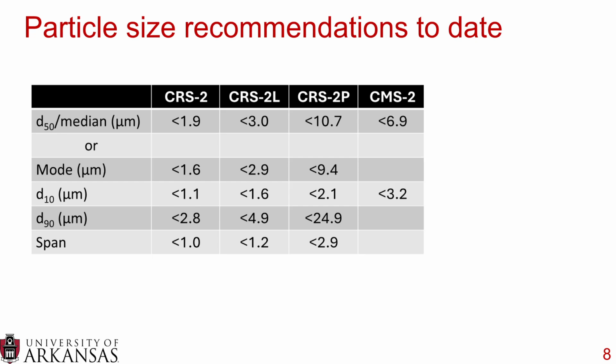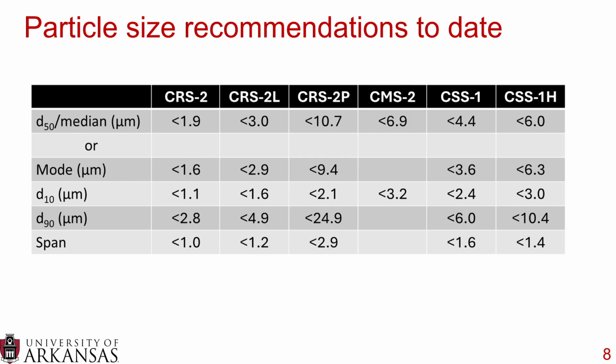The CMS, this is just looking at the particle size versus viscosity, and you can see it's less than 6.9 median or less than 3.2 D10. And then finally, we have some nice recommendations for the slow set emulsions too, the cationic slow sets. You can see those listed on the right. The hard pen values are a little higher than the standard asphalt emulsion residue, the CSS-1, except for the span. The span is the only value that's a little lower.